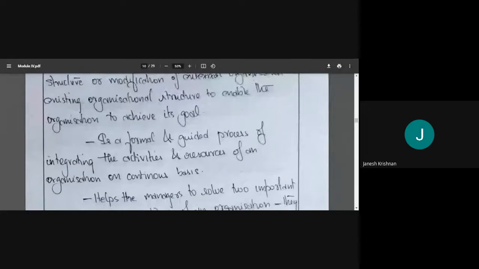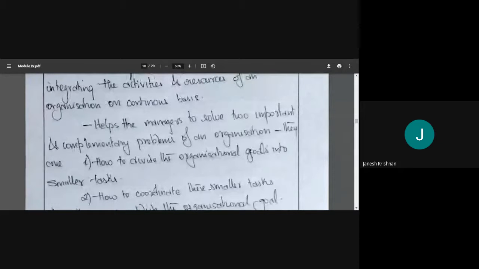Right? Then what is it to solve? Two important and complementary problems of the organization. One will affect the other. And what are they? How to divide the organization goals into smaller tasks. Right? As I said earlier, we have to conduct the arts first. Okay? How to divide the goal of conducting arts first. Now, to conduct the arts first, we need to divide it into certain departments, like the on-stage department, off-stage department, stage department.